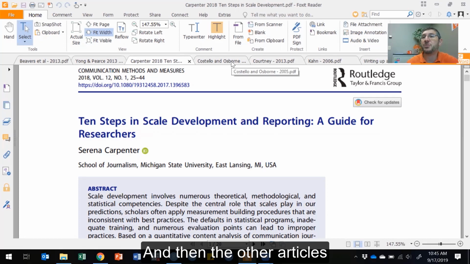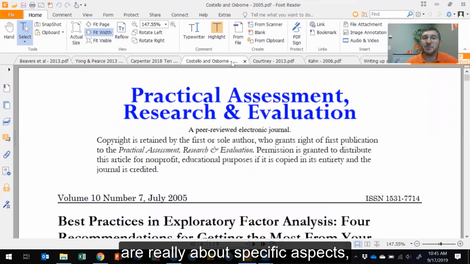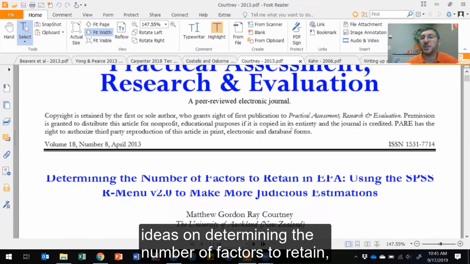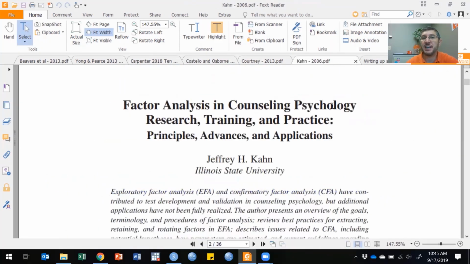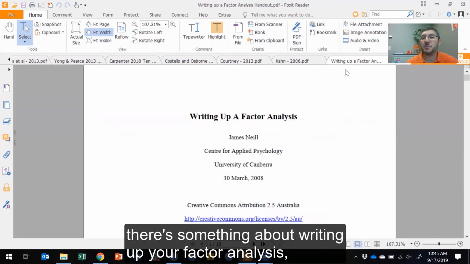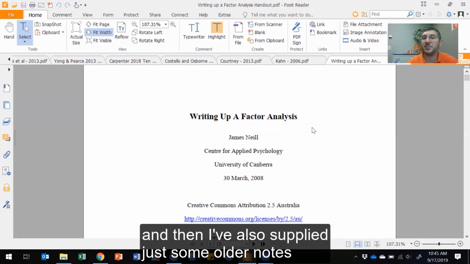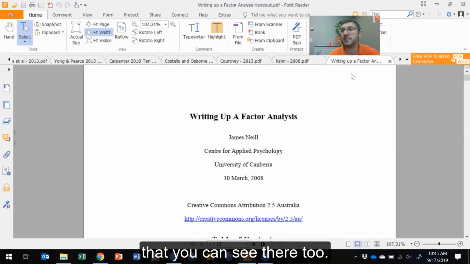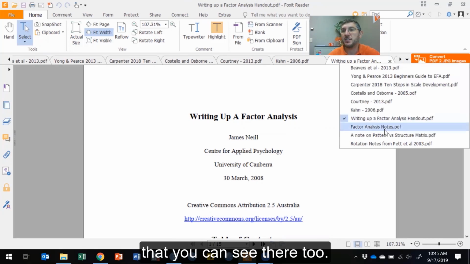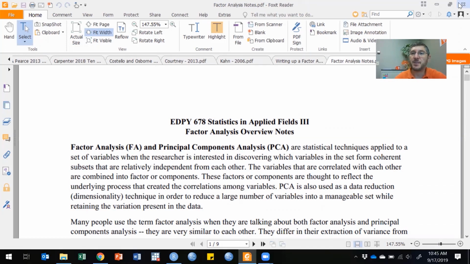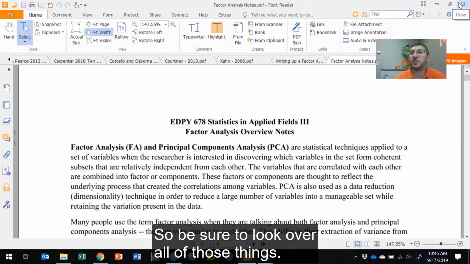And then the other articles are really about specific aspects. Here are some best practices, ideas on determining the number of factors to retain, and another general overview of factor analysis. There's something about writing up your factor analysis. And then I've also supplied some older notes that I have on factor analysis that you can see there too. So be sure to look over all of those things.